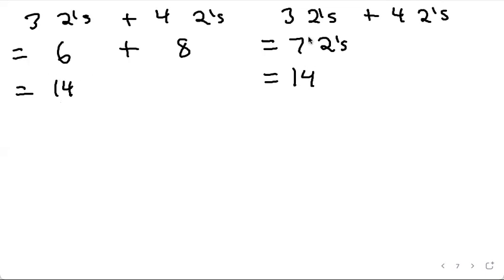So there are 2 different ways that you can do this. This way here, where we add 3 2's and 4 2's and get 7 2's, is called adding like terms. And as you can see, it gets us the correct answer. So adding like terms is literally mathematically correct. The math works out.